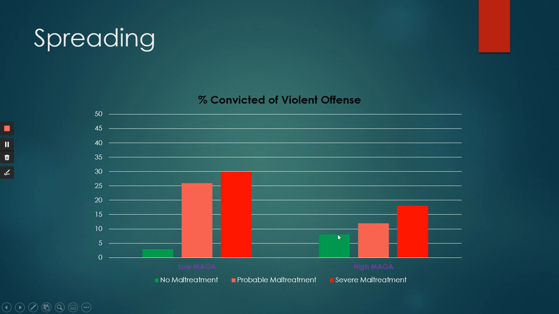So you can see the difference here between the no maltreatment and maltreatment people. It's gradual, and certainly there's something there, but it's like little steps. Here it goes from nothing to bam, really high. So this is a spreading interaction.